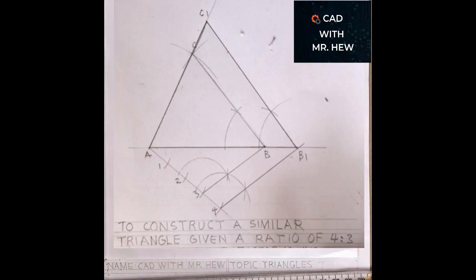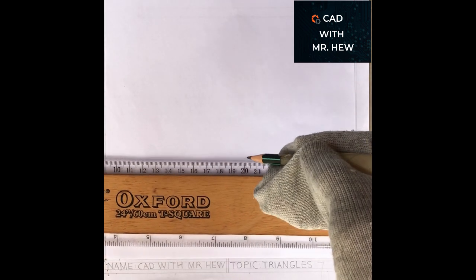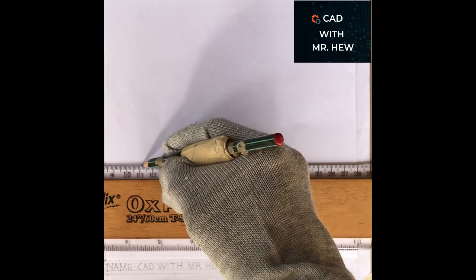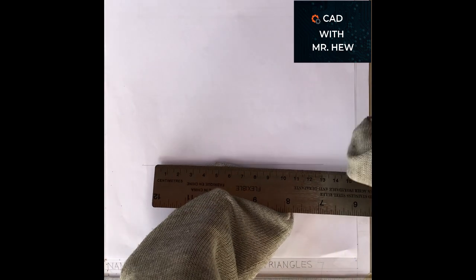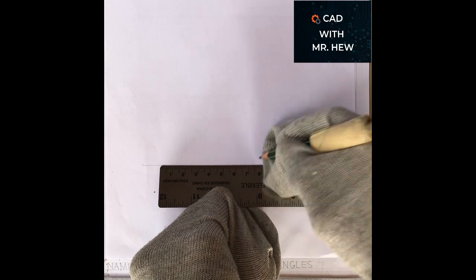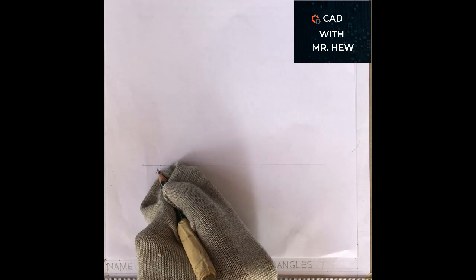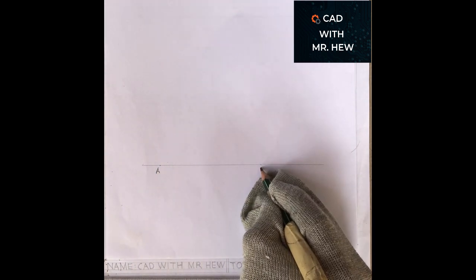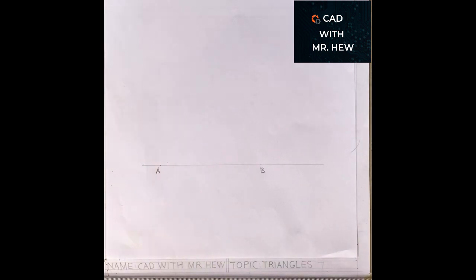In today's video, we're constructing a similar triangle given the ratio of 4 to 3. So the first thing we're going to do, we're going to draw our baseline. Then we're going to measure the length of the base of the triangle AB. So that's 8 centimeters. Use a pencil and a ruler. I'm going to label here A and label this point B. And this is the base of the triangle.